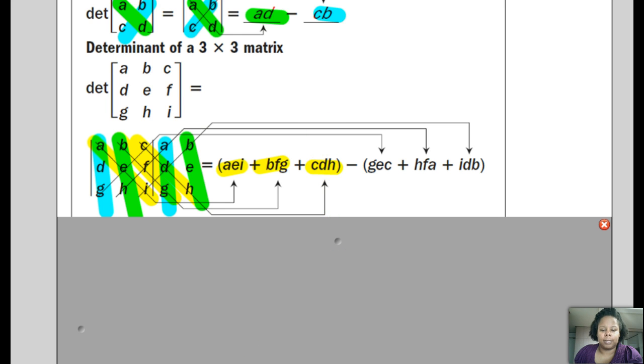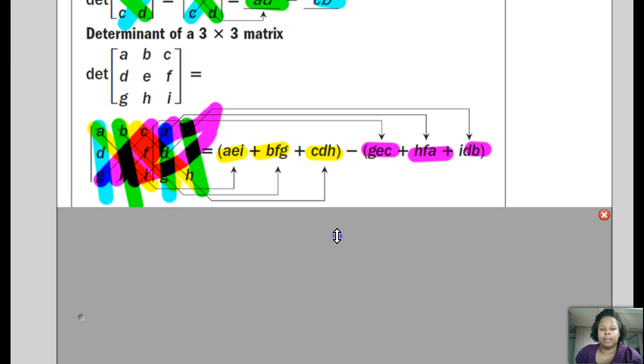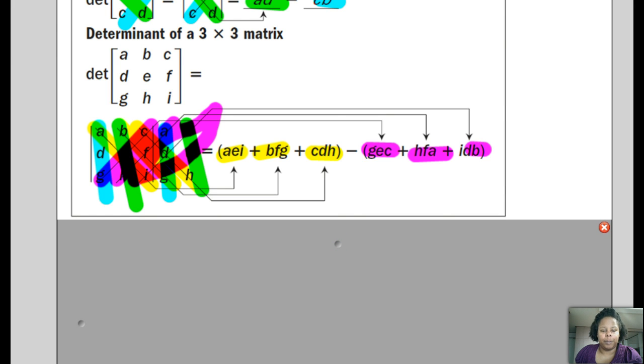And then I'm going to subtract from that sum the sum of another combination of products, starting from the bottom left and then going up: G times E times C, H times F times A, and I times D times B. Okay. So let's take a look at an example before we go any further.